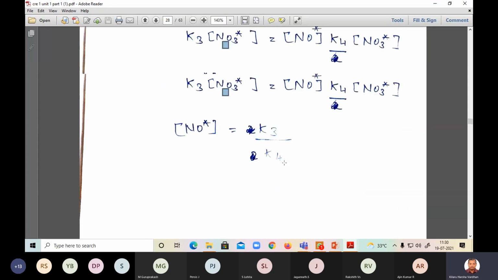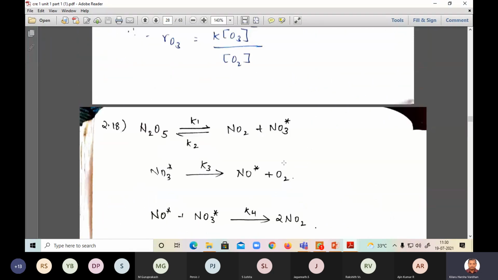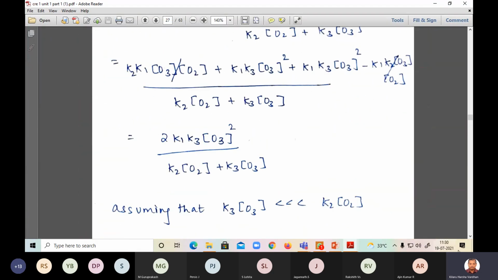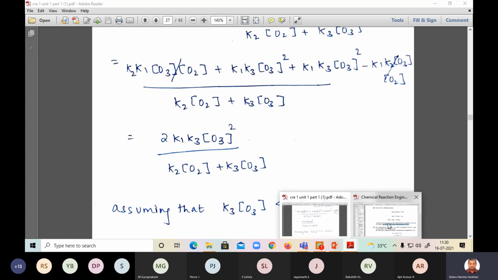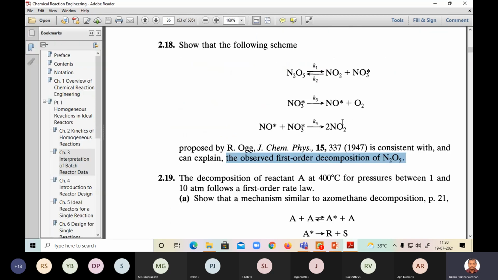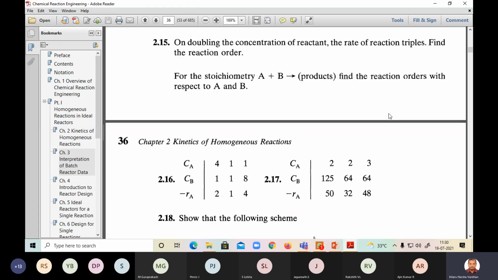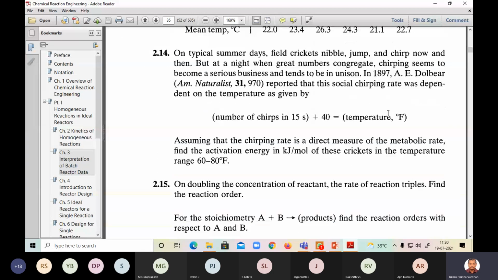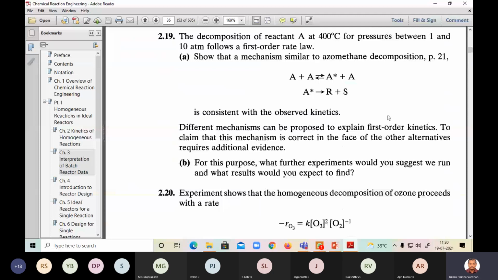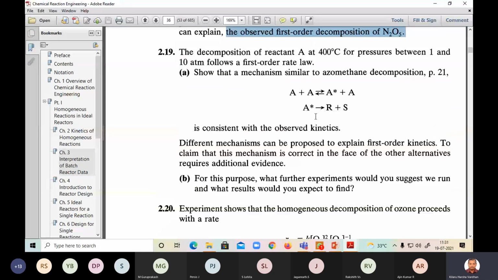No, I'll give you some more problems, sir. You can see some more problems here. I think this is the Levenspiel book, the exercise problems. So you can do one more problem here like this. I think, yeah, you can show this also.